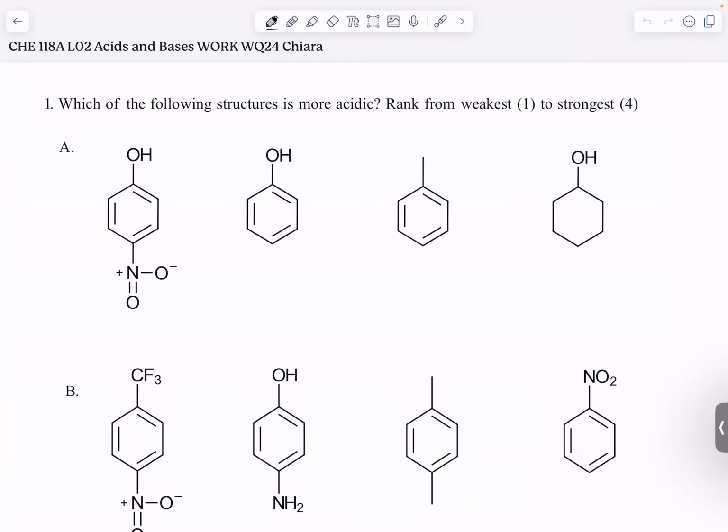Okay. And then the O, we have 1, 2, 3, 4, so two sets of lone pairs. 1, 2, 3, 4, 5, 6. Okay, I'm with you.